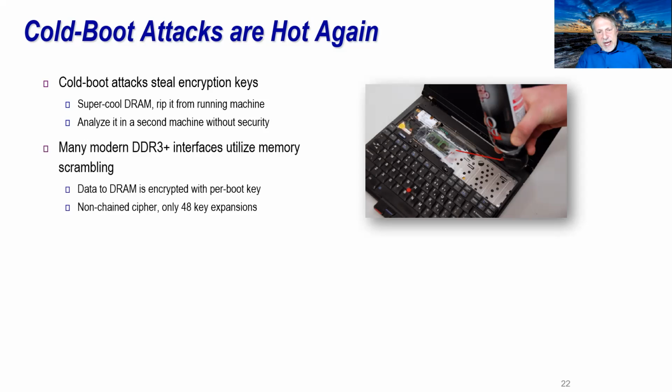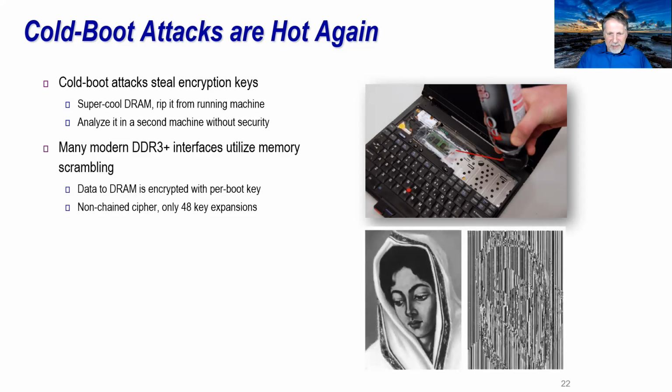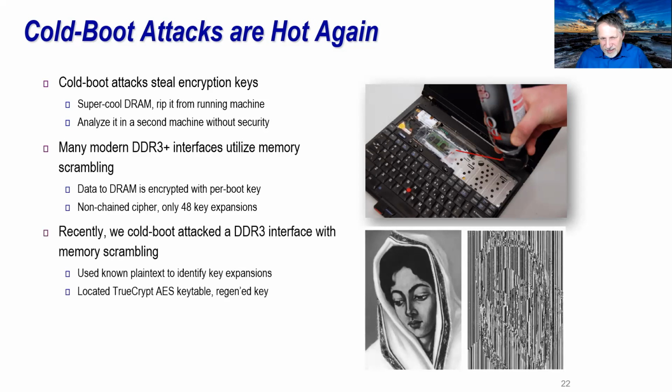DDR3, for example, introduced what was called memory scrambling, a technique where you could basically encrypt the memory. But you can see how weak that encryption was. This is a painting that we put into that memory. One of my graduate students did this a few years back. And you can see the correlations between the data and the encrypted memory. That's encrypted memory on this side. That's not very good encryption. And so using these correlations, my student was able to basically reverse engineer the keys.